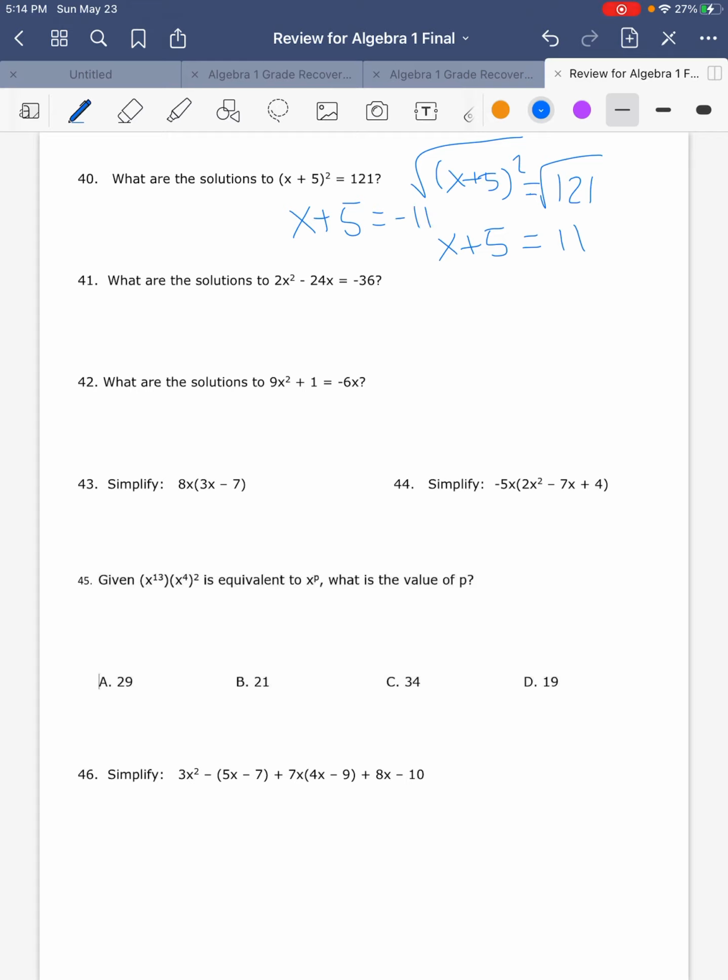If we were to subtract 5 from both of these, we would get x equals, for this one here, subtracting 5 from both sides, we would get a 6. So one of our solutions is x equals 6. And if we were to subtract 5 from this one, negative 11 minus 5 is negative 16. So positive 6 and negative 16 are the solutions.